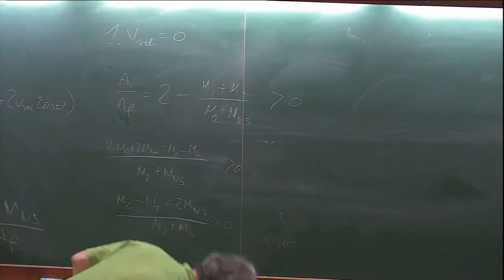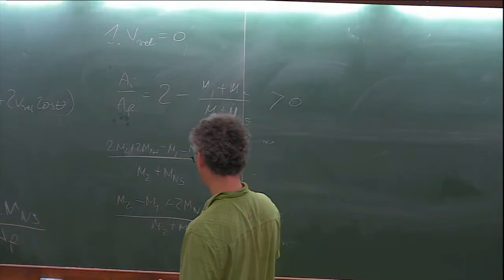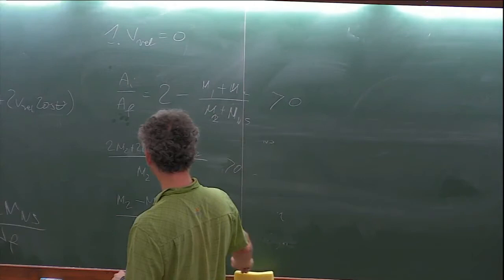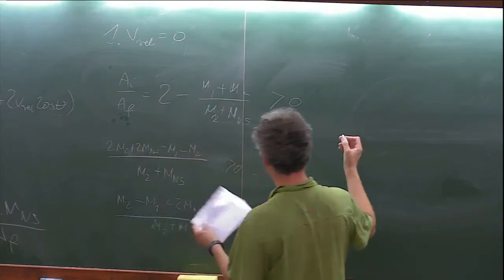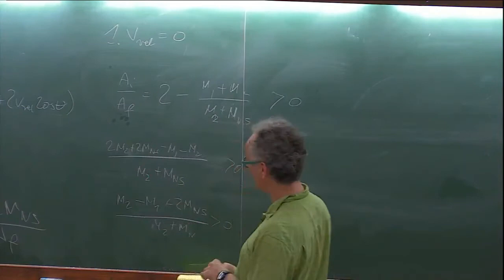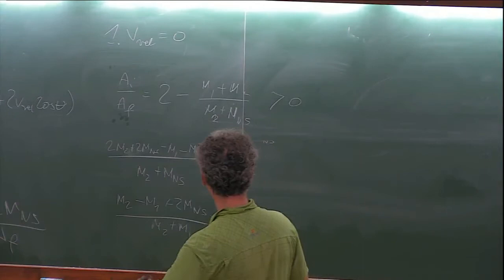Something is not working like I wanted it to work. I have to put M1 minus M neutron star, because what I'm aiming at is that the ejected mass has to be less than half of M1 plus M2.